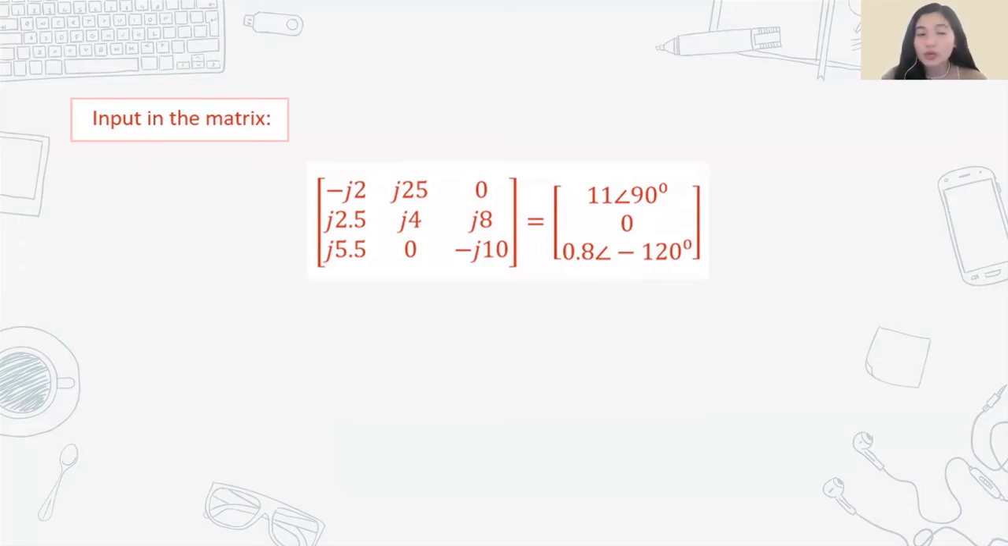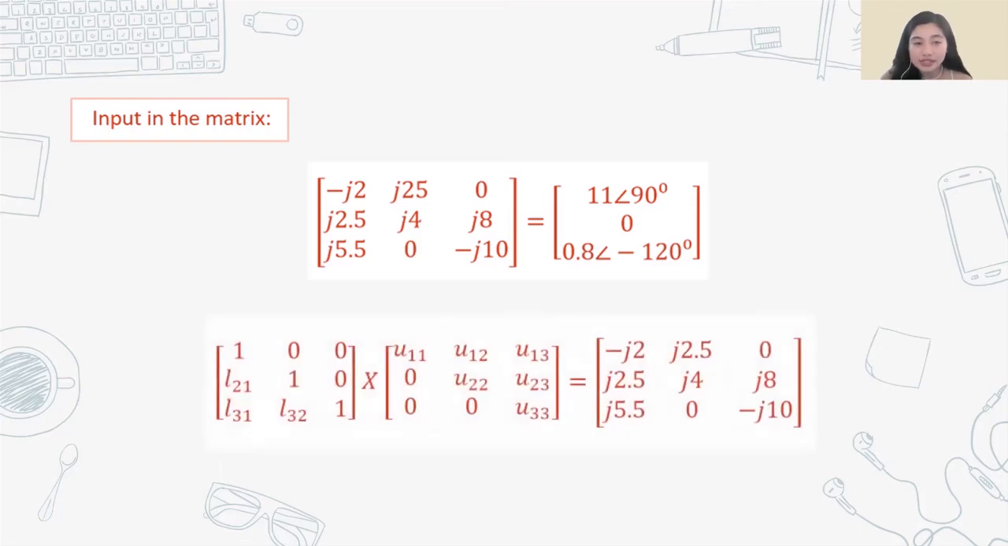So naturuan na tayo kung paano i-place ang ating values sa ating matrix. Just because the first one would be this line, the second would be this line, and this line would be the third one. And if it has no value, we are going to put a placeholder, which is 0. So it will be equivalent to another single matrix, wherein it will be equivalent to our equal sign, which is 11 at an angle of 90, 0, and 0.8 at an angle of negative 120. As you can see, the second part we don't have any values, so it has been inputted with 0.